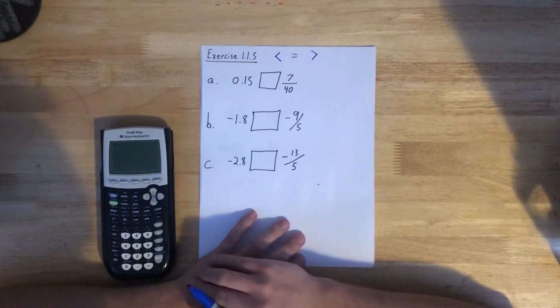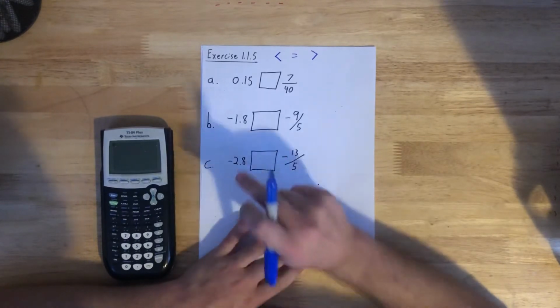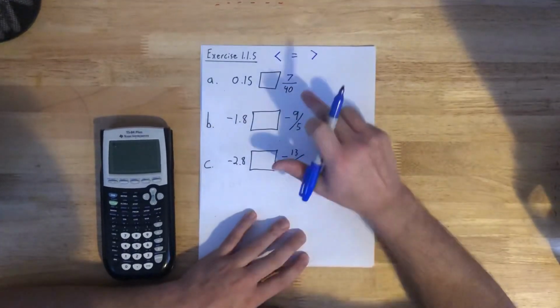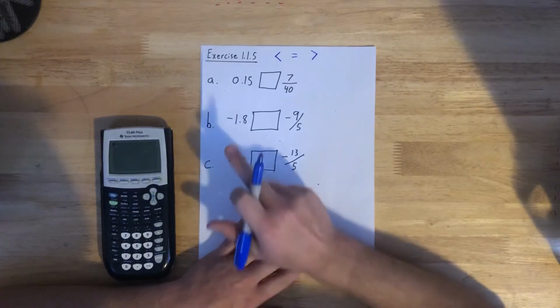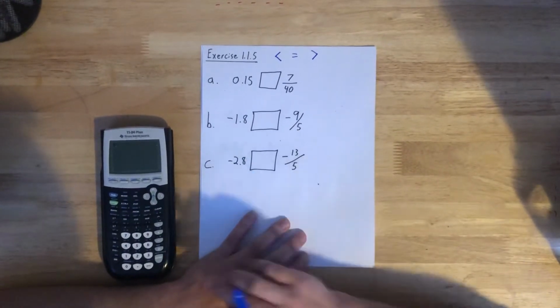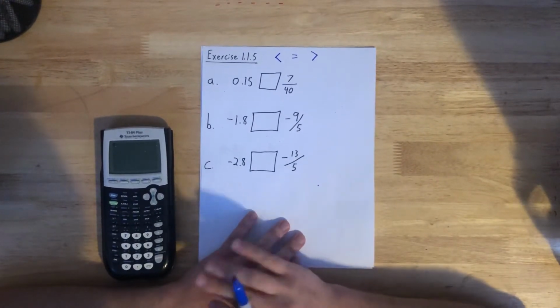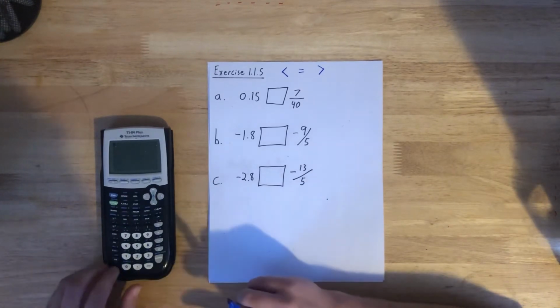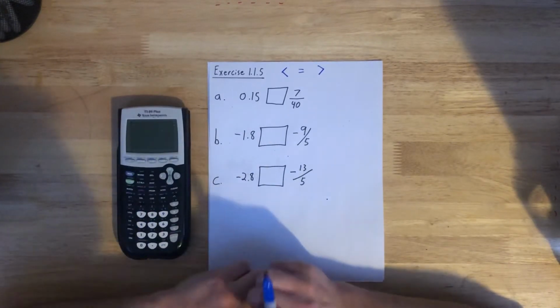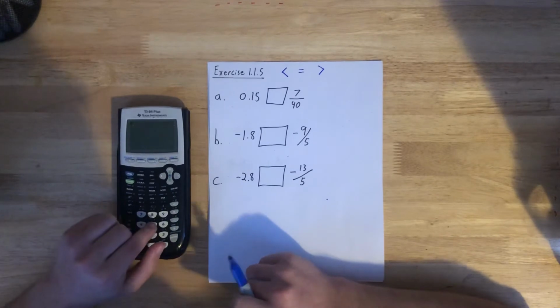So here we go, off the hop, we have a decimal and a fraction, and a decimal and a fraction. So I would say the easiest way to compare is to convert everything into decimals. So let's go with this one.